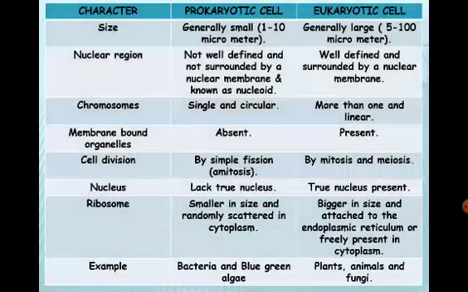Now let's see the difference between prokaryotic cell and eukaryotic cell. We have discussed that if we broadly divide cells into two categories, one is the prokaryotic cell and the second is the eukaryotic cell. The basic difference between these two cells is given here. Before going to that, we know that a nucleus is available in each cell. That nucleus can be a true nucleus or a non-true nucleus.